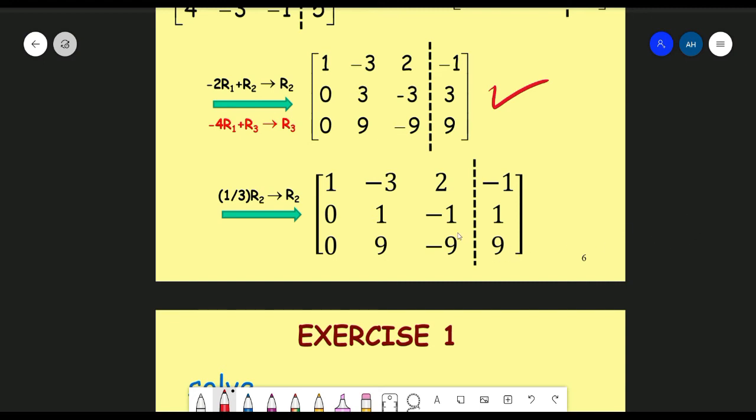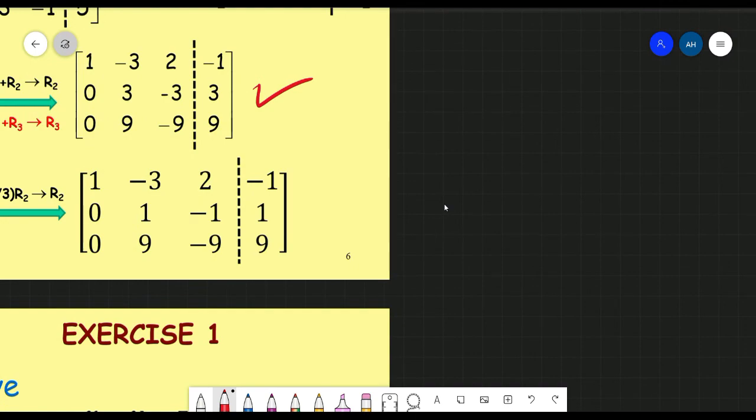Now, our next step: we want to make this number 9 become 0, because this is below the leading 1 in row number 2. As we know in our target, below this leading 1 must be 0. So we are going to make this number 9 be 0. So how do we do that? That will be our next step.